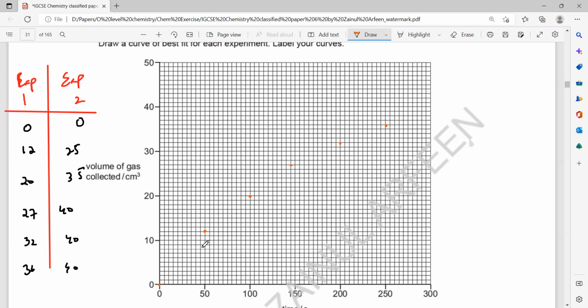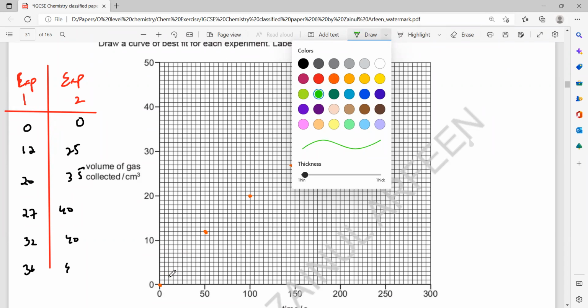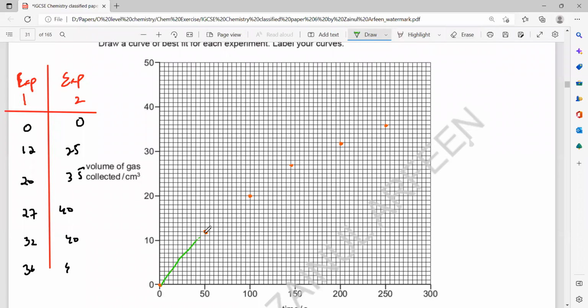And we have to label your curve. So this is experiment 1, what we plot. So this was point 0.1, point 0.2, point 0.3, point 0.4, point 0.5, and point 0.6. And we join them freehand. It should not be horizontal, it just continues.